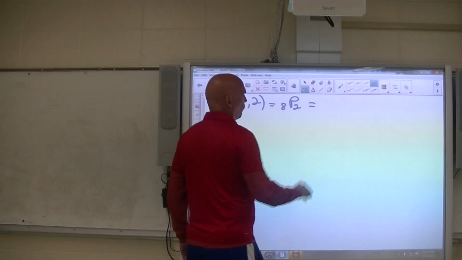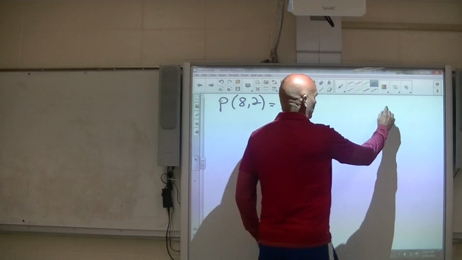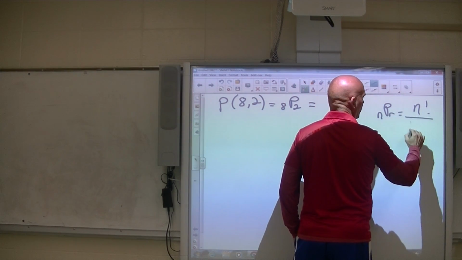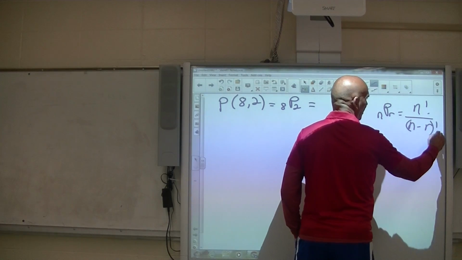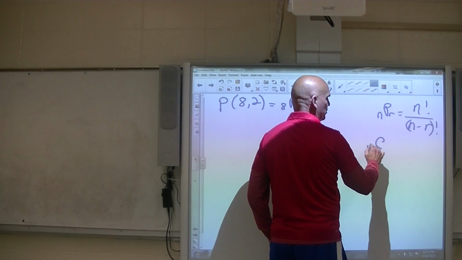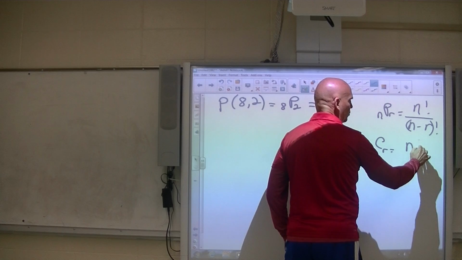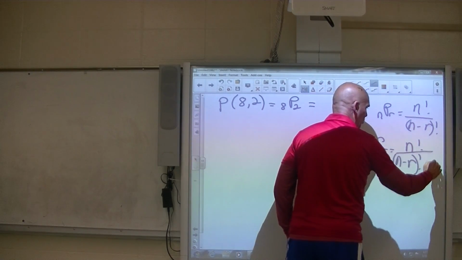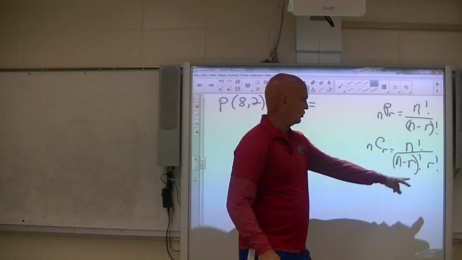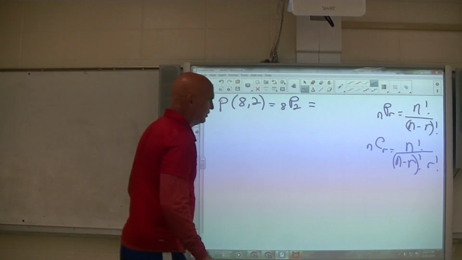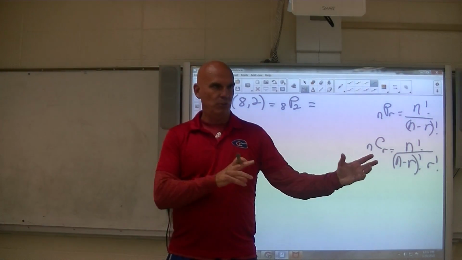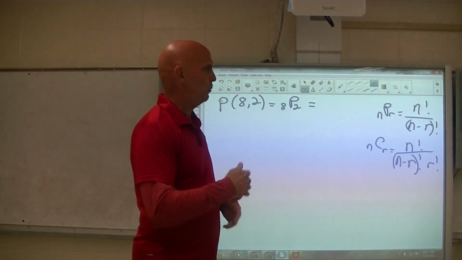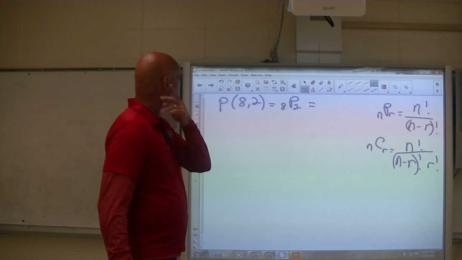So the formula for permutations is the number of n things taken r at a time: n factorial over n minus r factorial. While I'm at it, let me write down the other one. Combinations, n things taken r at a time, is n factorial over n minus r factorial times r factorial. So there's this one extra r factorial in the combination ones. That's why you get more permutations when order is important. You get more possibilities here.